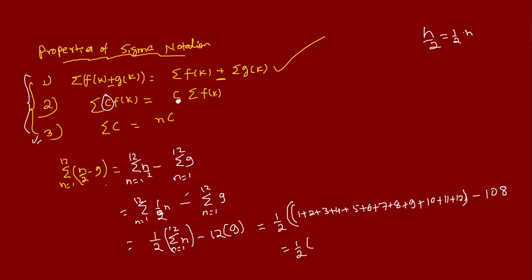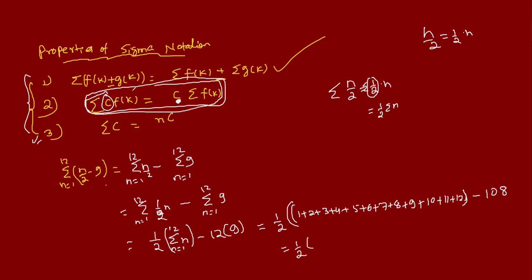No, I mean, how did you get 1/2? n by 2 can be written as half into n, right? And when you take sigma, this is A actually. So A is always outside. A means C. C is always outside, right? By using the second property.